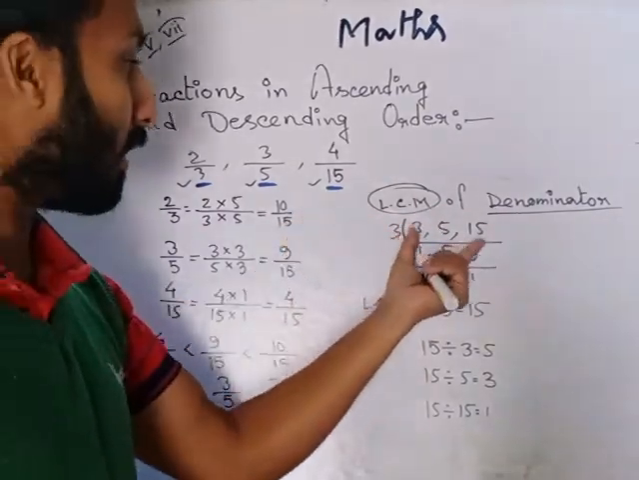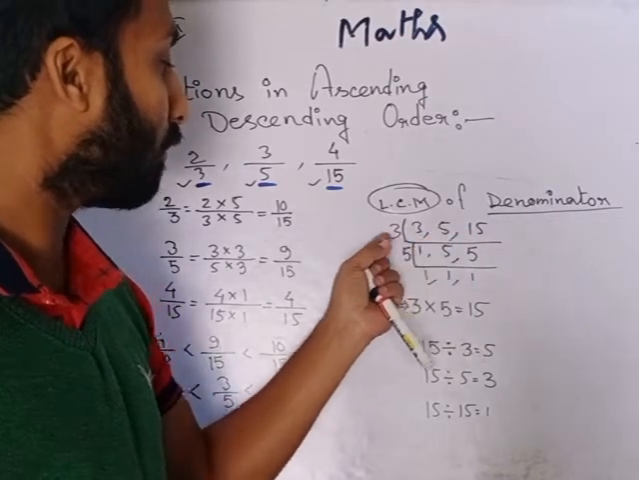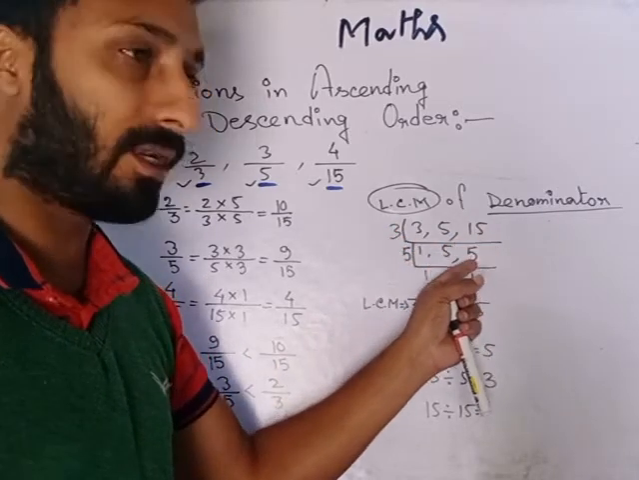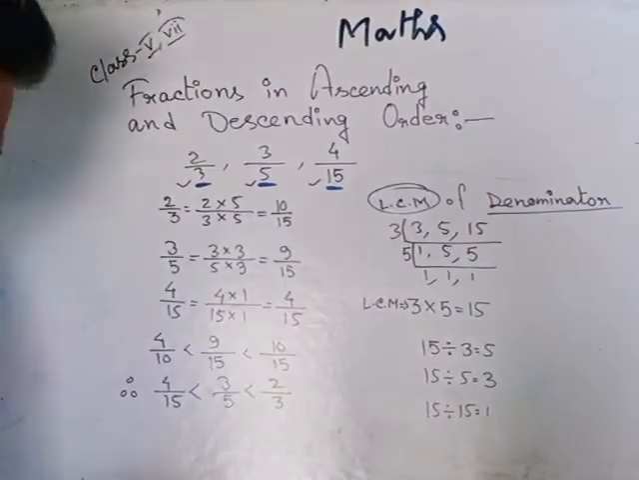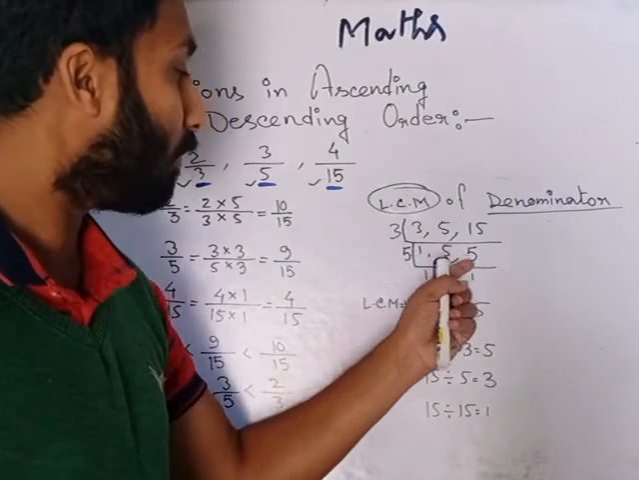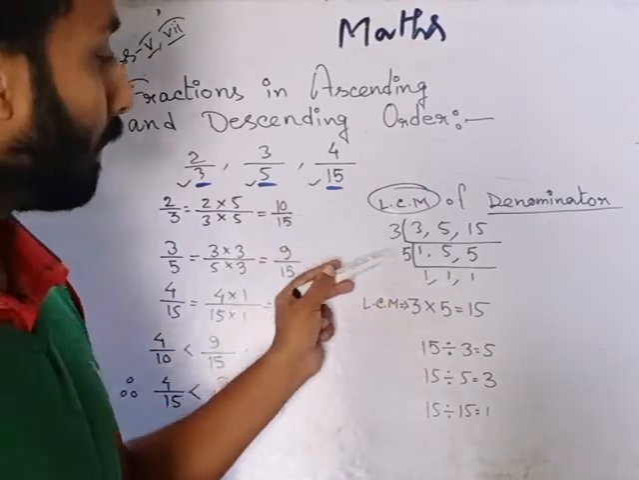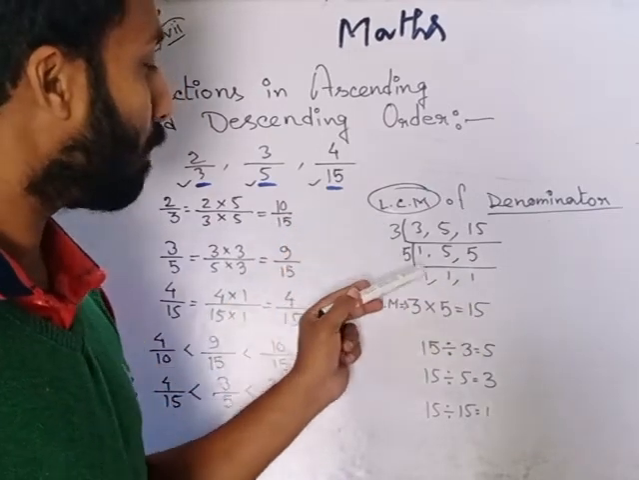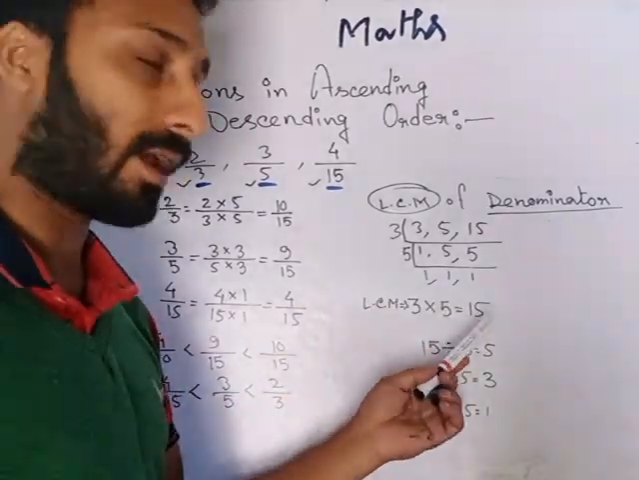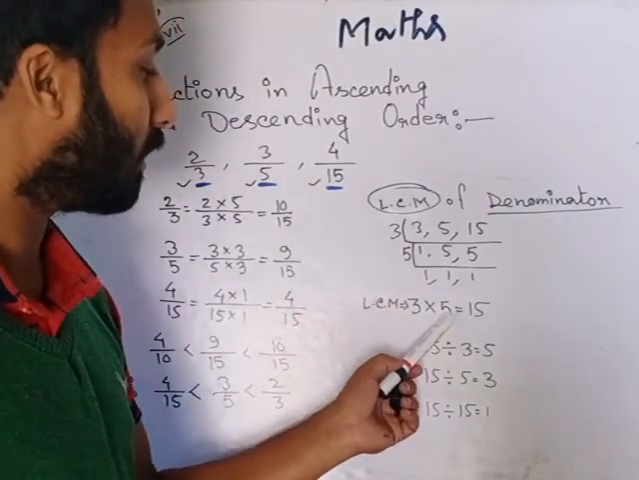So let's find out the LCM of 3, 5 and 15. 3 and 15 are divisible by 3. That means 3 ones are 3, 3 fives are 15. So we should write here 5. After that, 5 is divisible by 5 and 5. So 5 ones are 5 and 5 ones are 5. The remaining factors are 3, 5, 1, 1 and 1. If it is 1, it is not necessary to write it at this time. So we should write 3 multiplied by 5, that is 15.